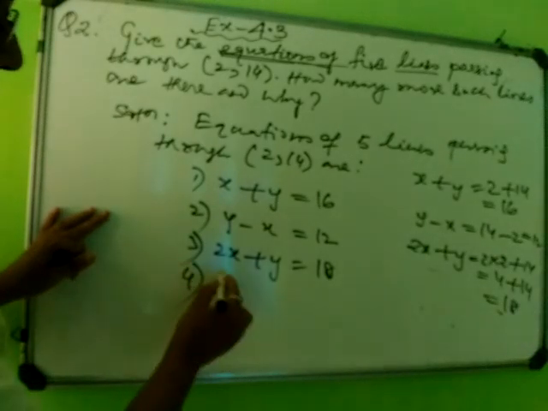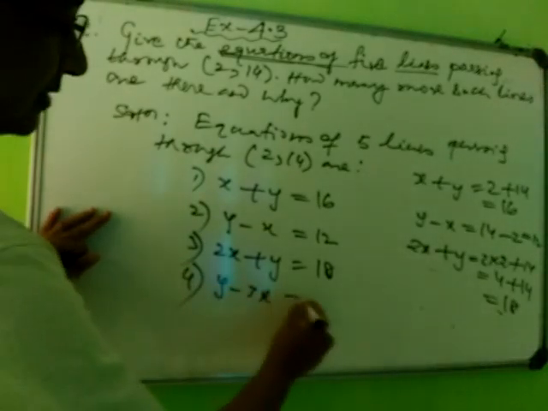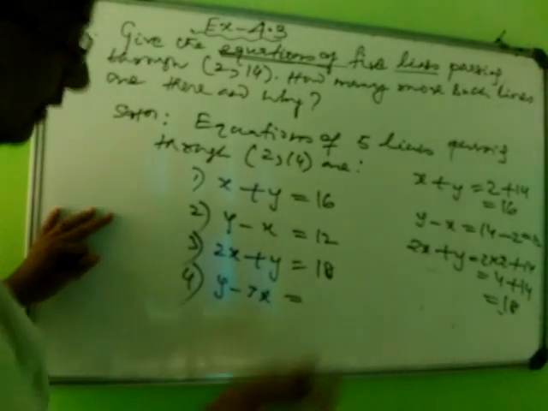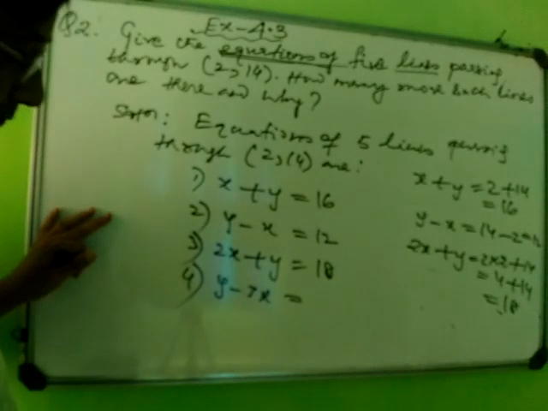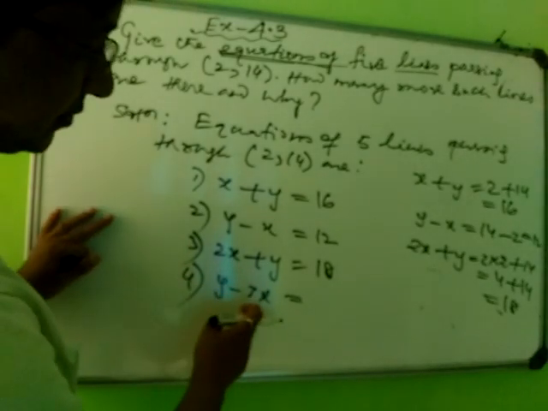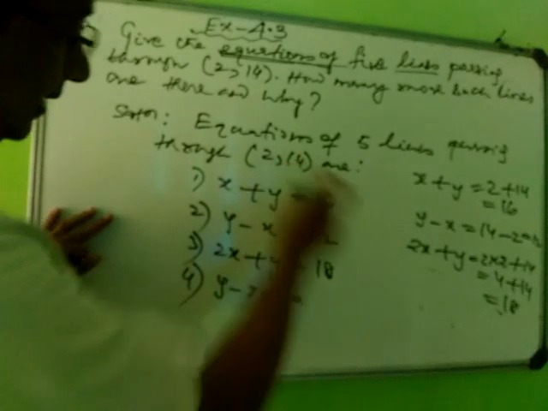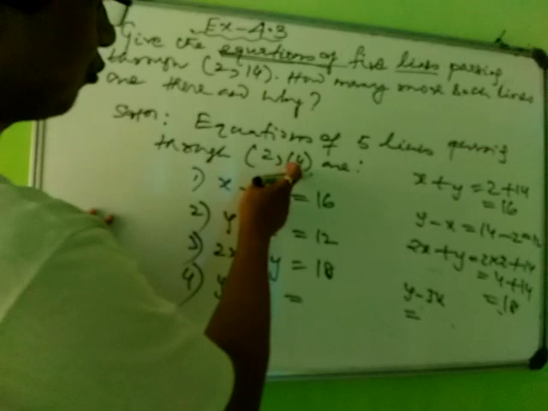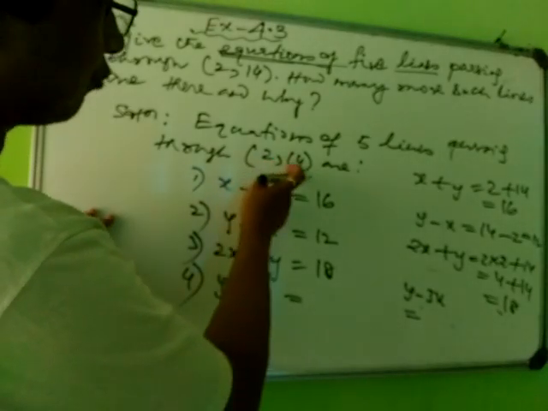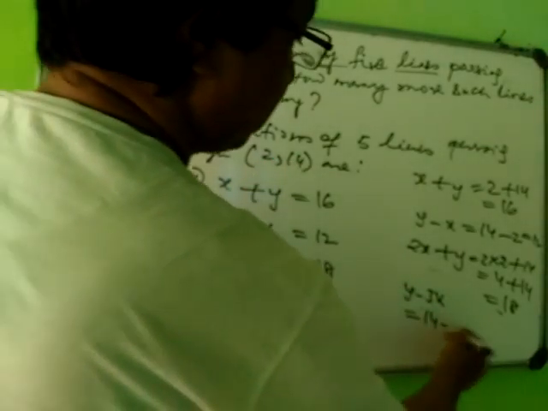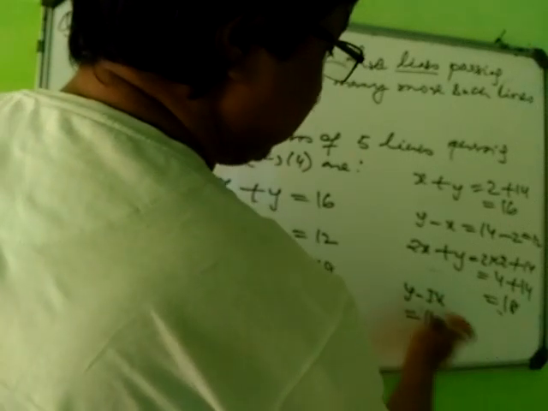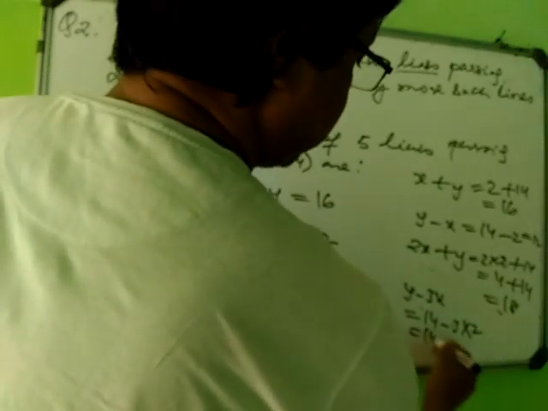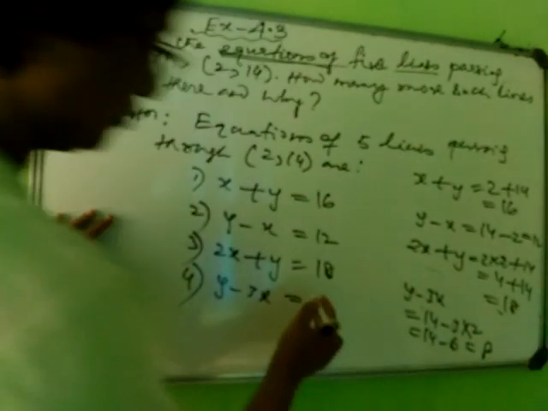Number 4, say you can write y minus 3x. Anything you write. You can bring y or x in the beginning, doesn't matter. So y minus 3x equals y is 14 minus 3 into x, x is 2. So you will get 14 minus 6. You will get 8. So this will be 8.